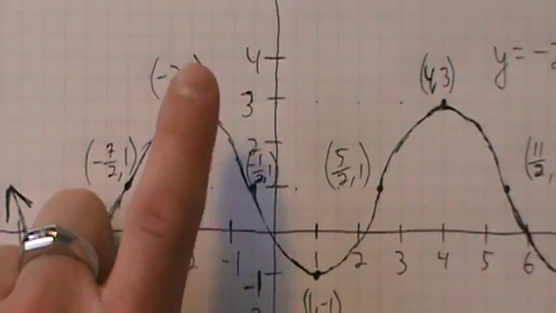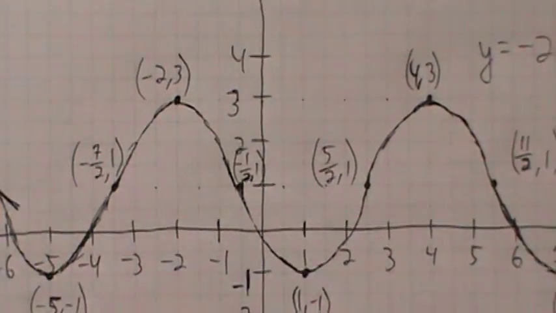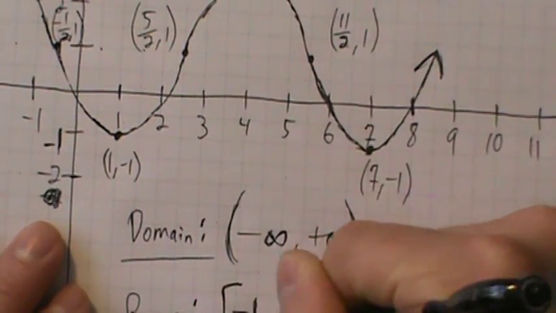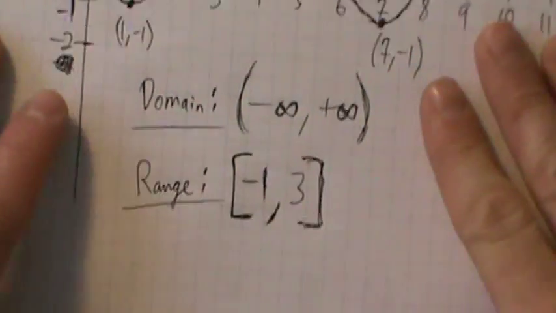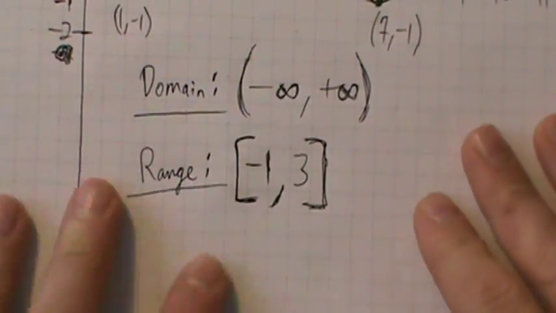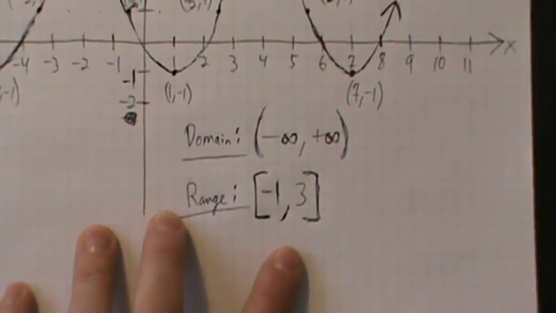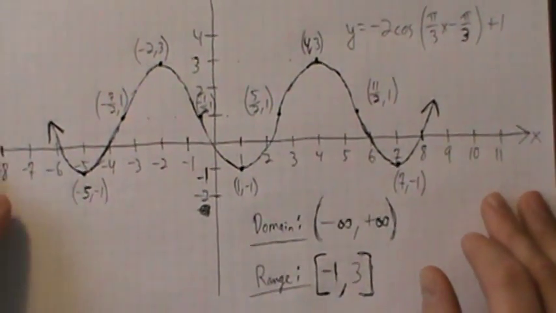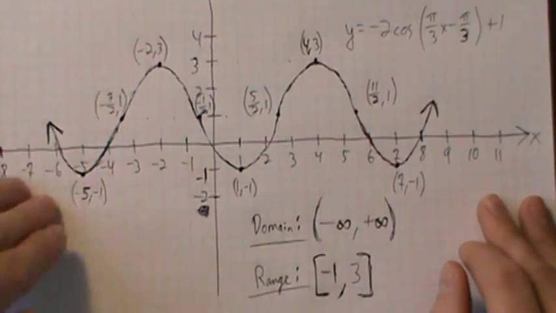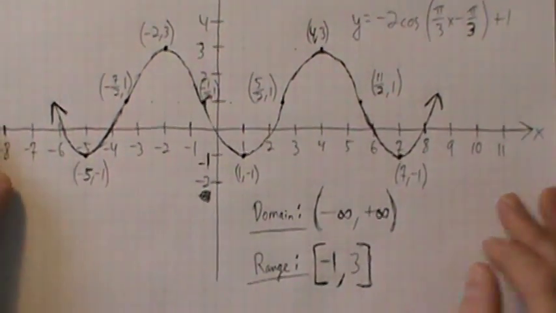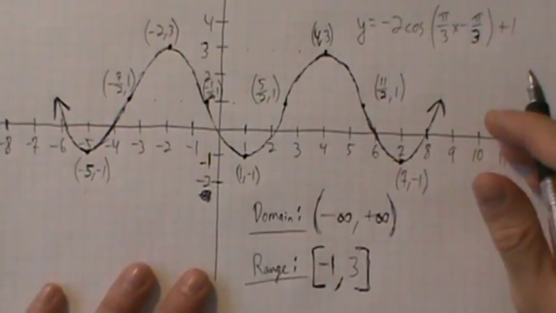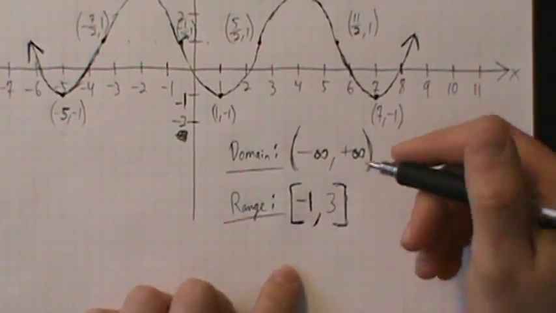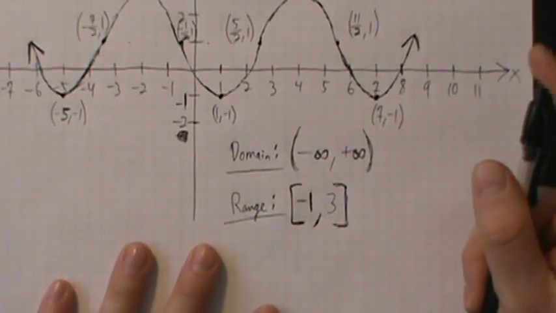Largest y value is 3. It happens here, and infinitely many other places, but the point is it happens. So it's negative 1 comma 3. Also a square bracket on the 3 because we actually do get the value 3. It happens when x is negative 2 or when x is 4 and so on. And also notice that we do get everything in between. That's why the range is from negative 1 to 3 with square brackets, and everything in between. So that's it for the domain and range.